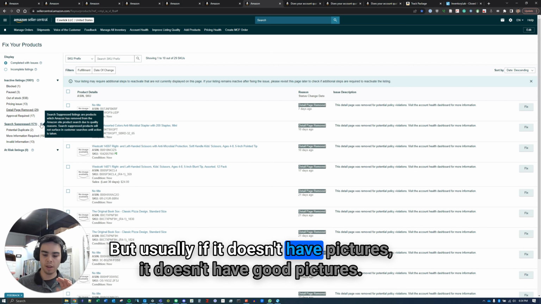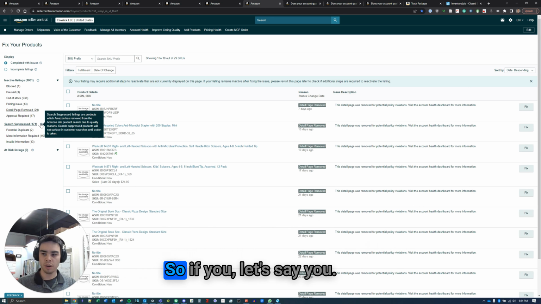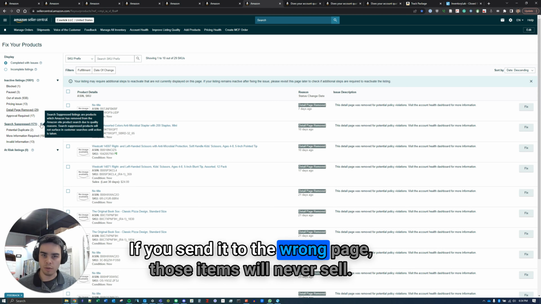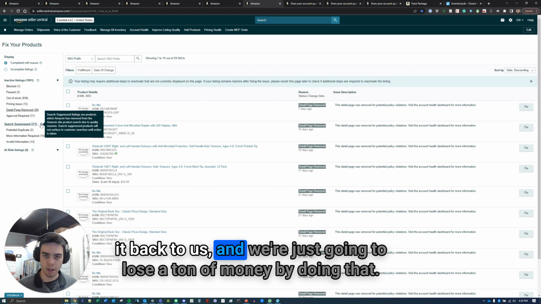Bullet points are less important, but they're still important. But usually if it doesn't have pictures, if it doesn't have good pictures, if it doesn't have a good title, and if it doesn't have a good description, it's not going to show up on Amazon search. So let's say we got 100 units of some sort of product, and there's 4 different pages you could put it on. If you send it to the wrong page, those items will never sell. It's going to cost hundreds of dollars to ship it there, store it, and then bring it back to us. And we're just going to lose a ton of money by doing that.